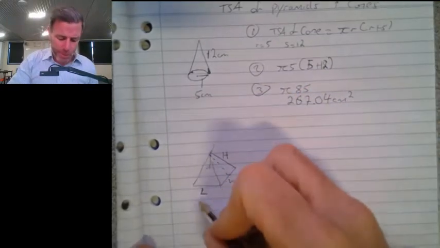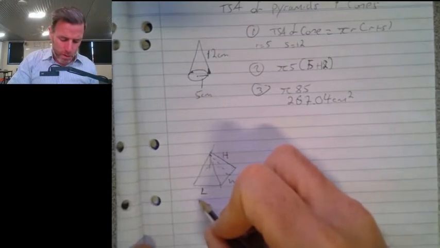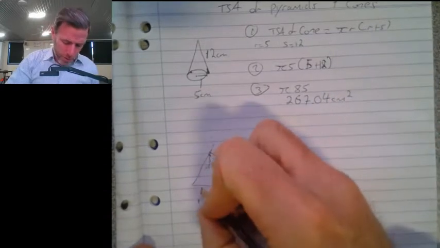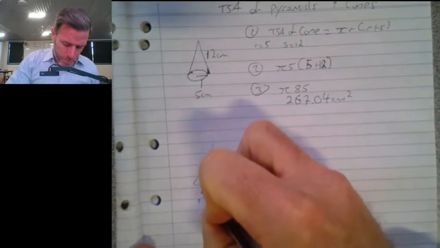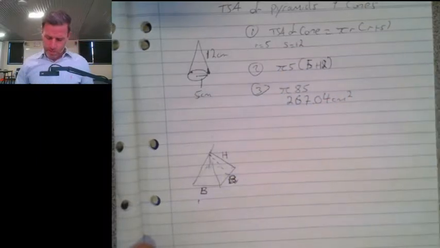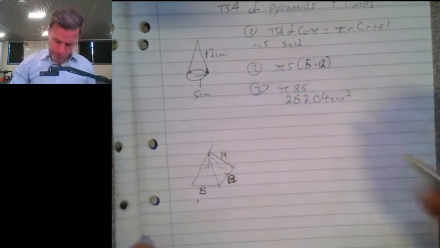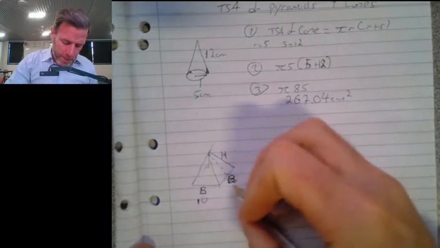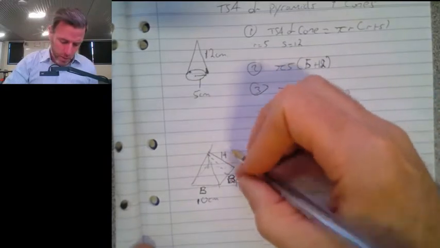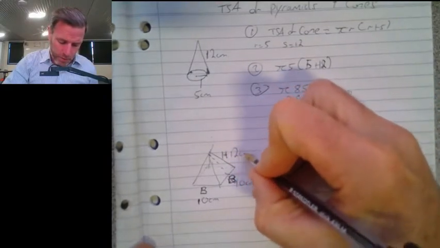Let's say for this example we have, pardon me, base, that was the next one, I got confused, base, and then height is here. So the base here, let's say, is 10 centimeters, obviously it's square, so it's 10 here as well, and then the height is, I'm going to call the height 12 centimeters.